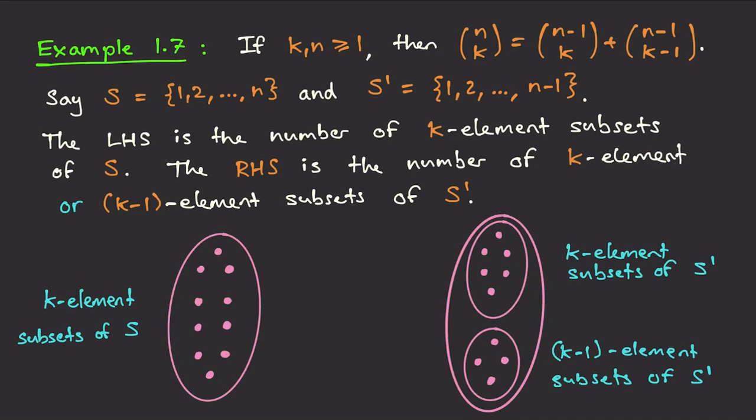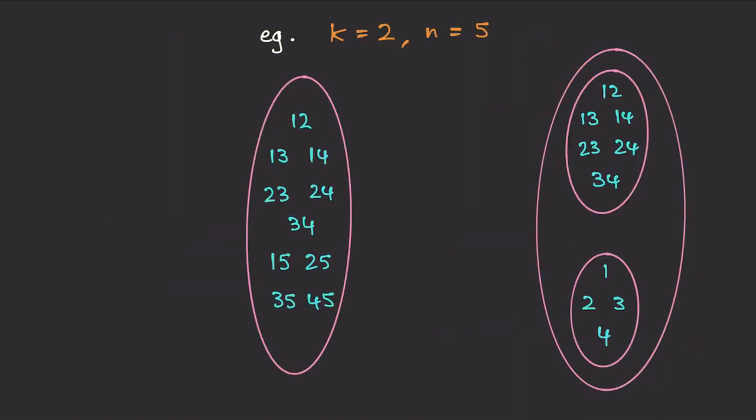Because we define them this way, the right-hand side of the formula is the size of the union of these two smaller collections. To show that the left-hand side is equal to the right-hand side in the formula, it will be enough to show that the large pink oval on the left and the large pink oval on the right have the same number of elements. And for that, it will be enough to pair up the elements on the left with the elements on the right. Here's an example of what's happening when k is 2 and n is 5.